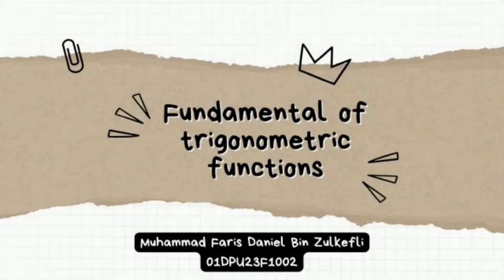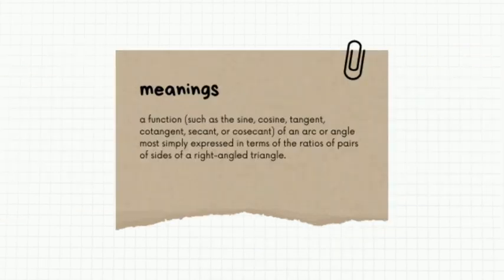23F1002. Today, I would like to talk about fundamental of trigonometric functions. First, the meaning of trigonometric function. A function such as the sine, cosine, tangent, cotangent, secant or cosecant of an arc or angle, more simply expressed in terms of the ratios of pairs of sides of a right angle triangle.